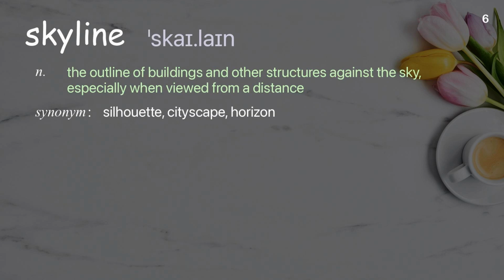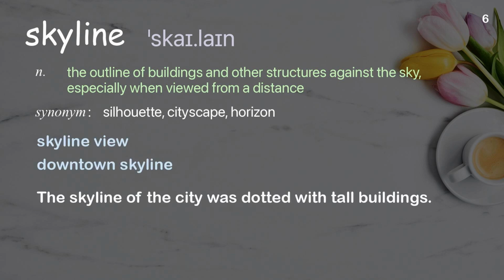Skyline. The outline of buildings and other structures against the sky, especially when viewed from a distance. Examples. Skyline view. Downtown skyline. The skyline of the city was dotted with tall buildings.